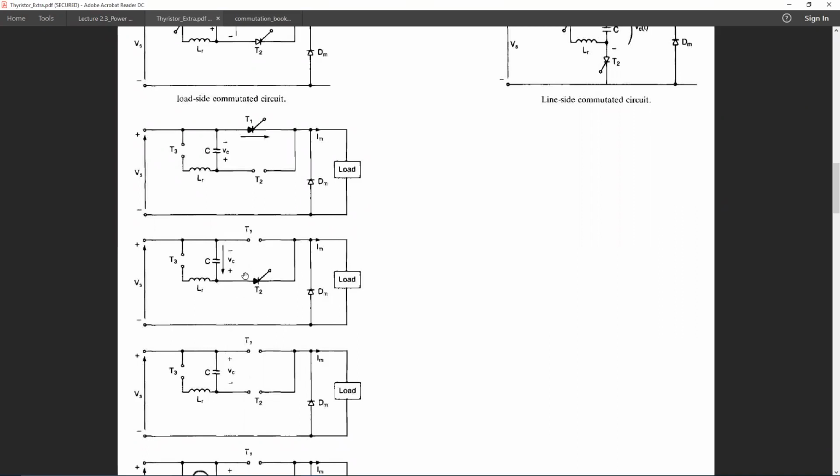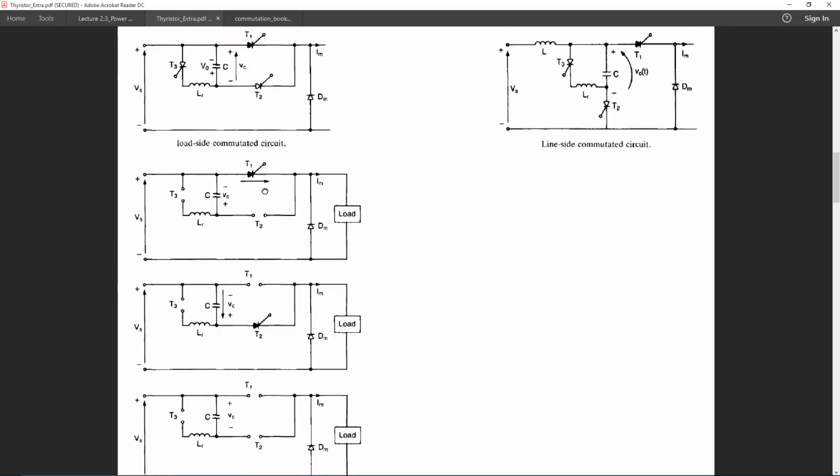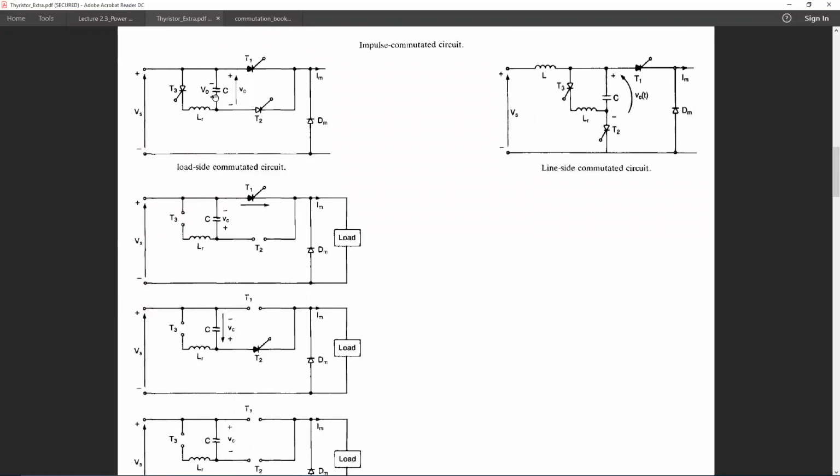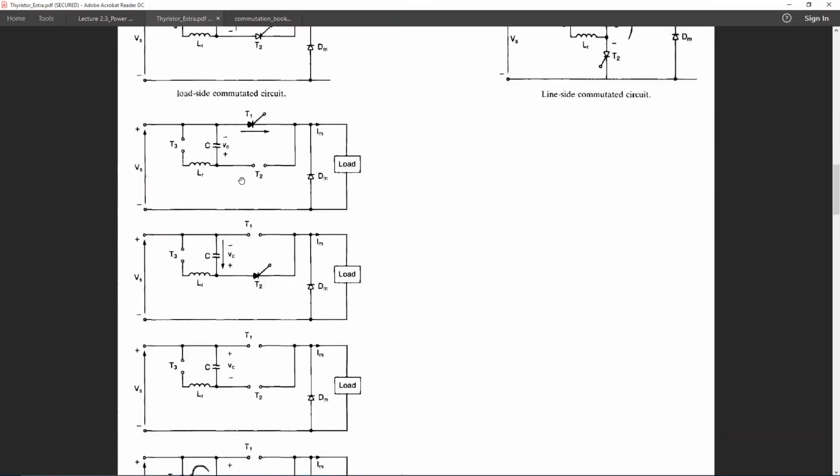Think of the capacitor as a battery or a voltage source. The positive polarity of the capacitor will be connected to the cathode of T1. Since it is charged like this, the positive polarity of the capacitor will be connected to the cathode of T1, and the negative polarity or negative voltage of the capacitor will be connected to the anode. So the T1 will be forced to turn off due to this reverse bias.